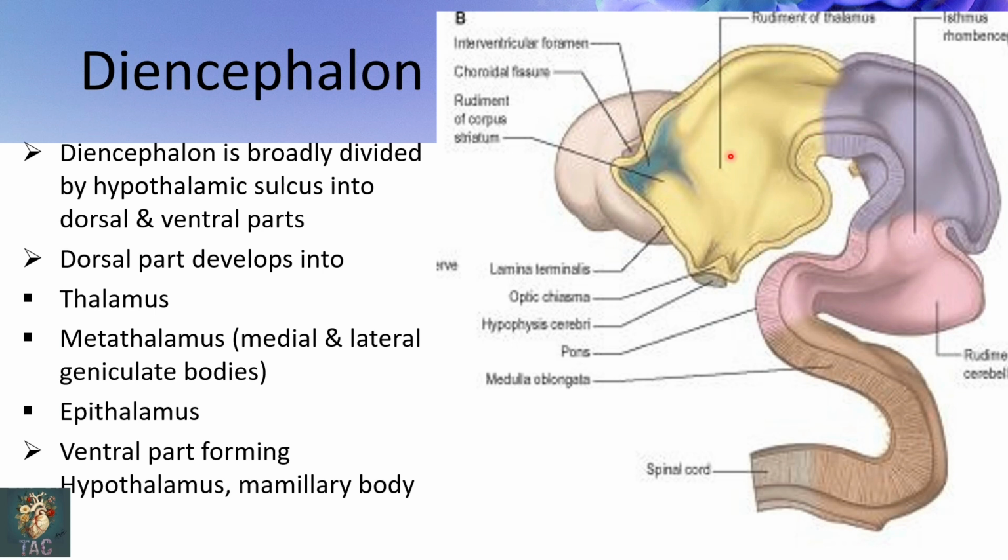This is the dorsal part which will develop into the thalami, the metathalami, that is both medial and lateral geniculate bodies, and then the epithalamus which will form the pineal gland over here in this area, also the posterior commissure and the habenular commissure. All these structures are collectively called epithalamus. So these three main structures are formed from the dorsal part of the diencephalon, and from the ventral part of the diencephalon the hypothalamus and mammillary body will be formed. Also the optic chiasma and the hypophysis cerebri will form.